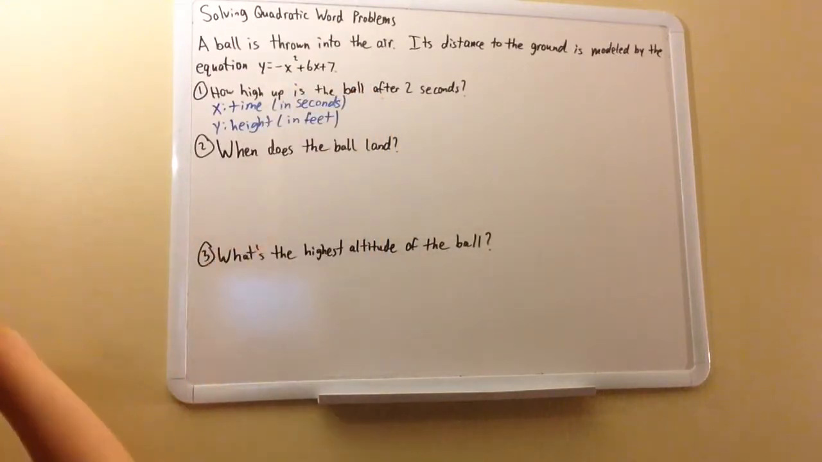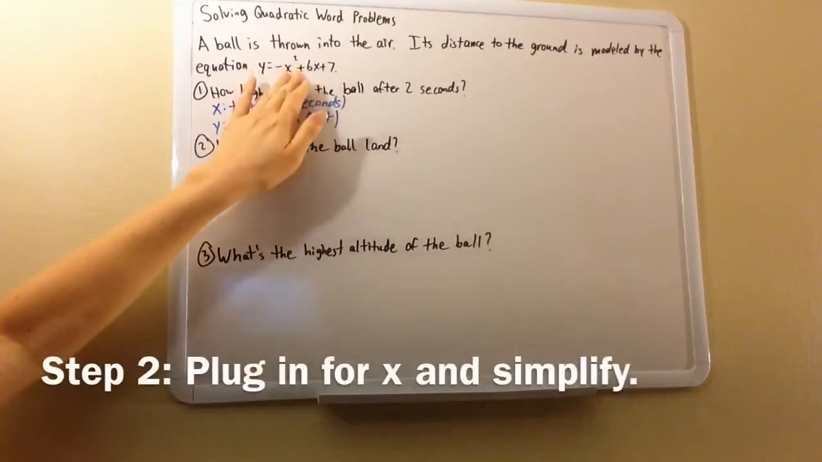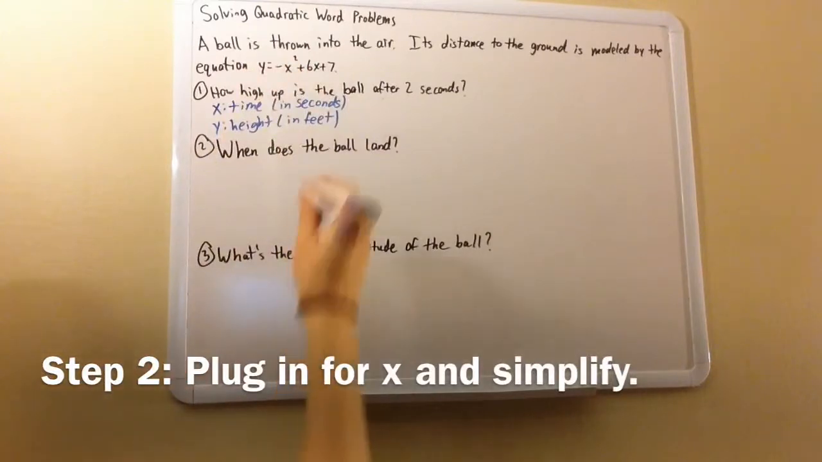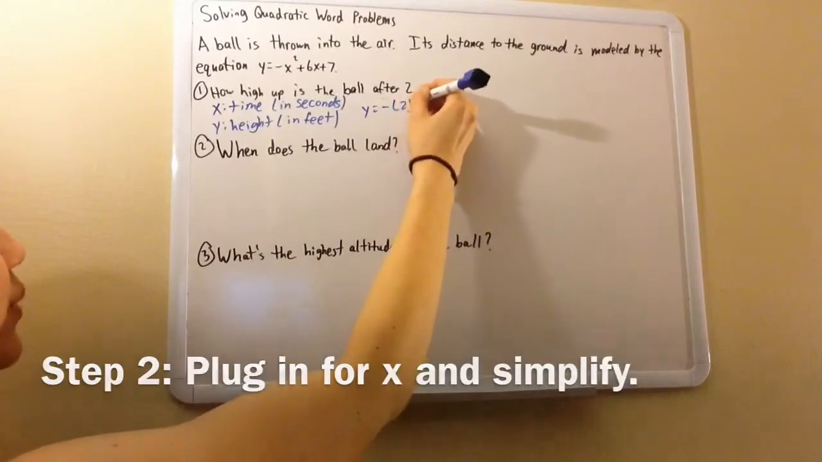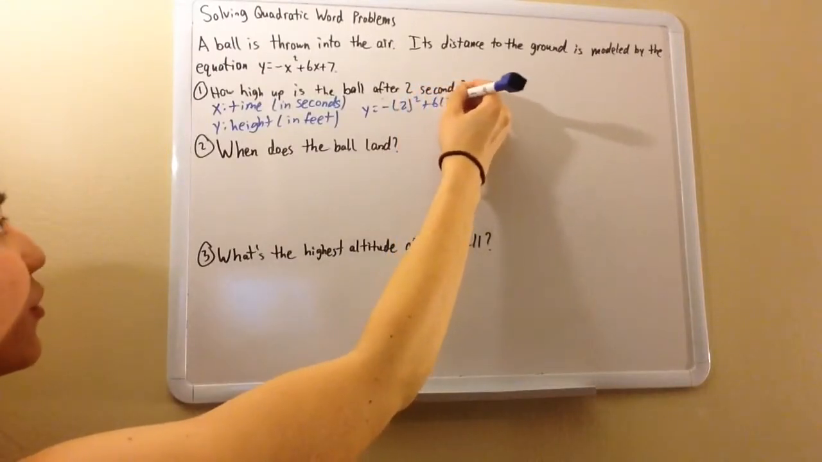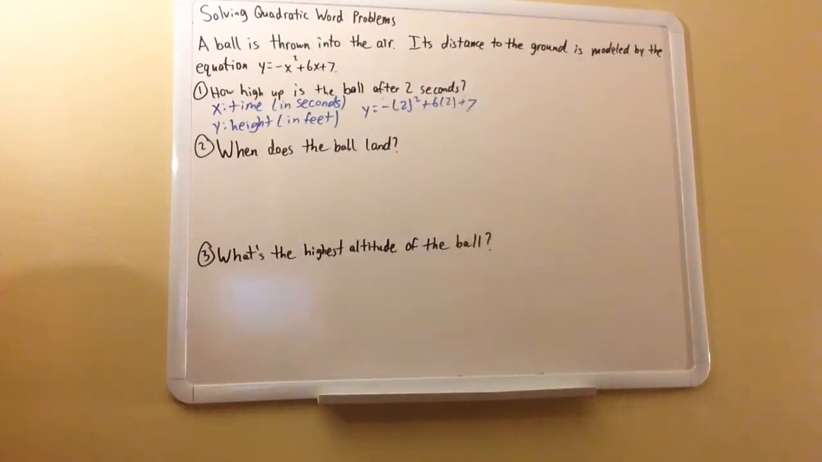So we have to think about what do we do with the 2 seconds. Well, it's seconds, so that means it's time, right? So which means it's x. So we're just going to plug it in for x. We're using this equation right here, and we're plugging 2 in for x. We have y equals negative 2 squared plus 6 times 2 plus 7.